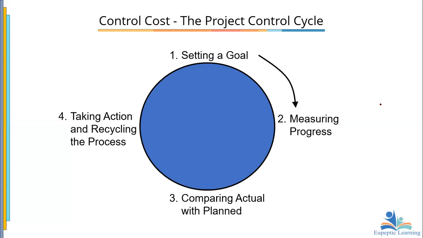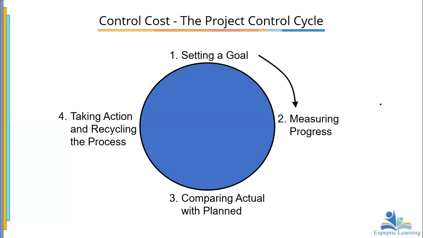We are in the control cost process. That's the final process within cost management. So what is the project cost control cycle? As far as cost is concerned, we always set a goal, is that not it? We try to measure our progress. We compare actual with what was planned and then take action. And then if possible, recycle the process.